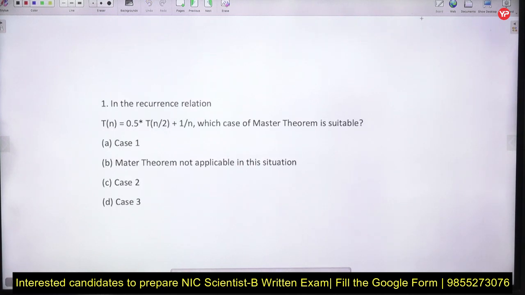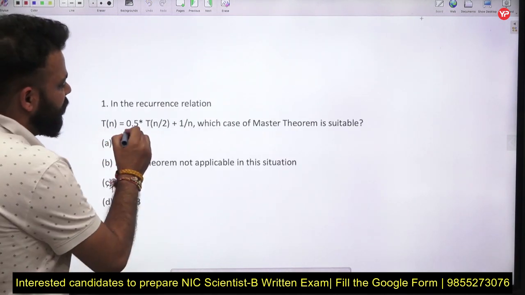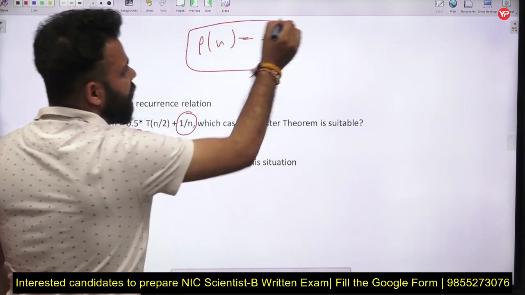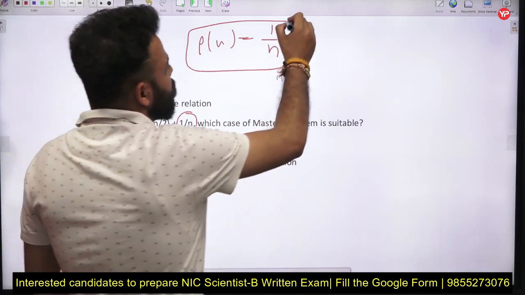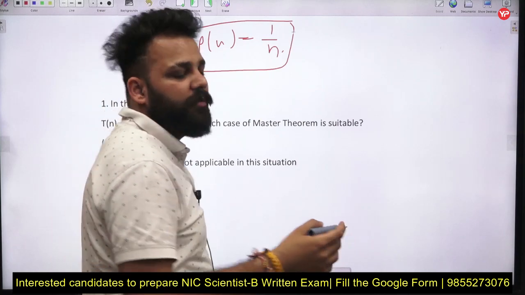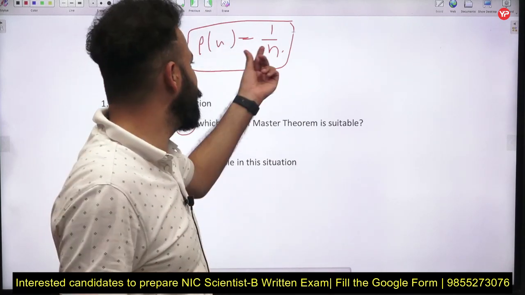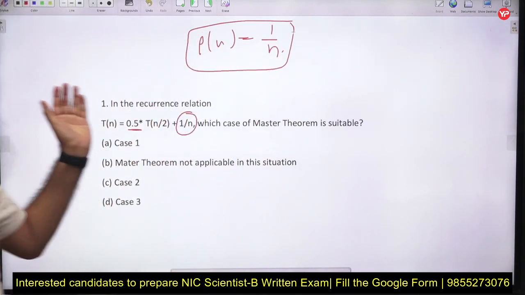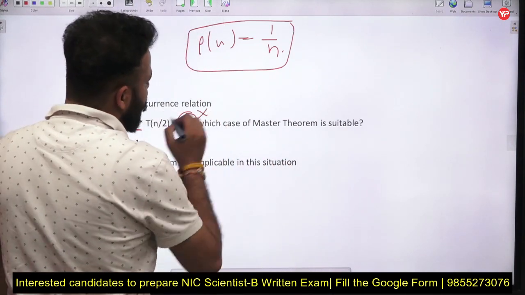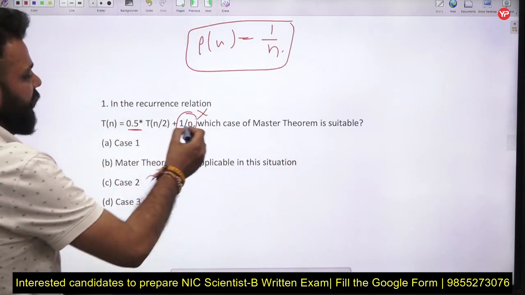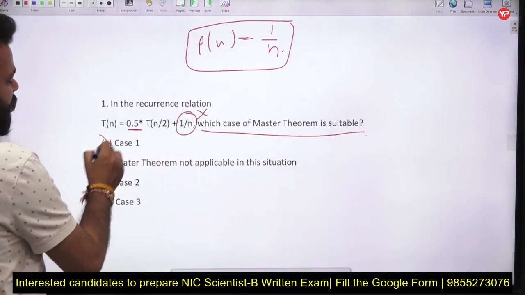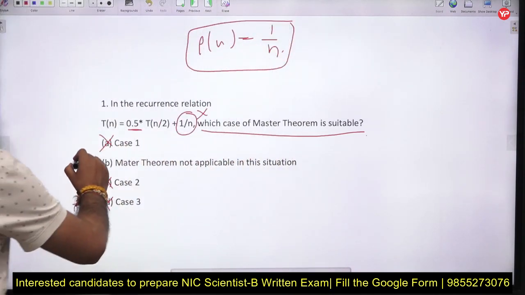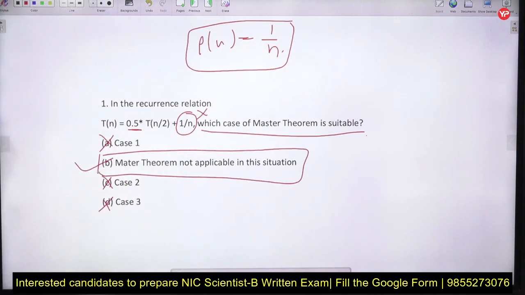Now the question asked was, a recurrence relation has been given to you, and here f of n is what? 1 by n, and this is also a limitation of master theorem, because f of n can only be a positive function. This is not a positive function, this is decreasing as you increase the value of n. So it is asking which case of master theorem is suitable. So no, case 1, case 2, case 3 are not applicable, because master theorem itself is not applicable in this case. So the correct option will be B, master theorem is not applicable in this situation.